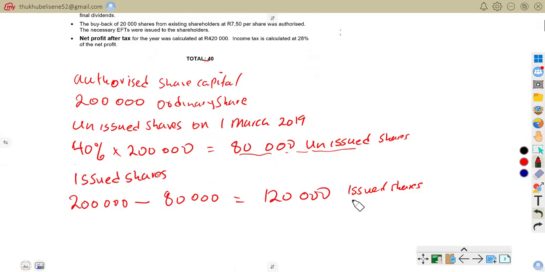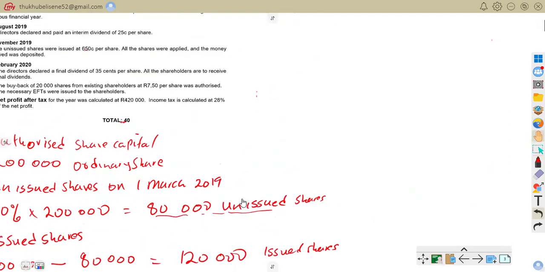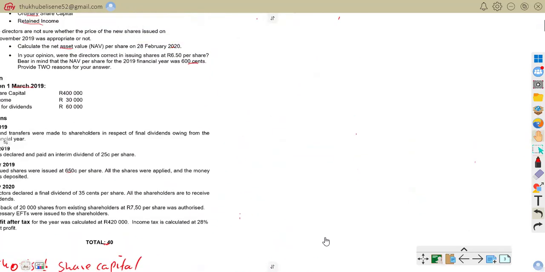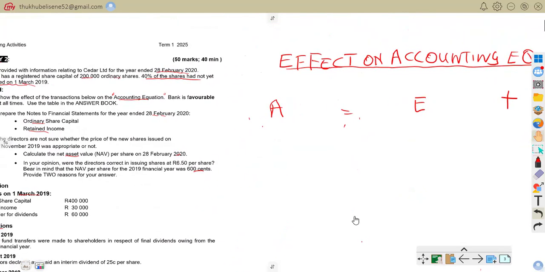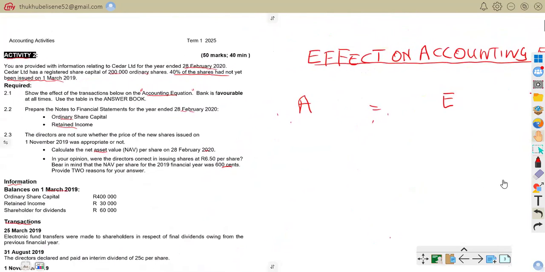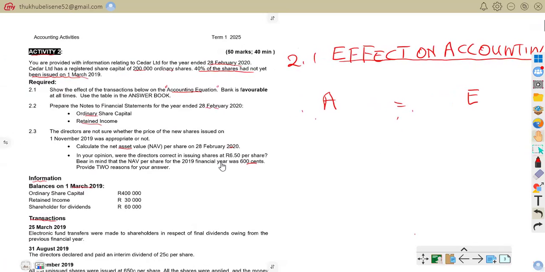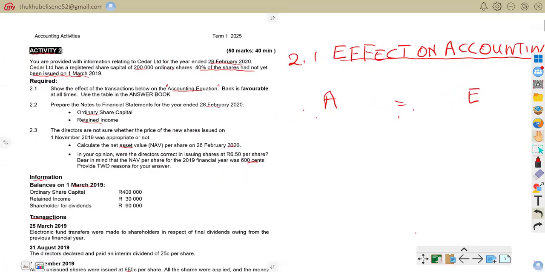So now we are to move on to the effect of accounting equation. Here we are to keep this information as we are going to use it later on. It will help us when we move on. So the 2.1, like it was saying, we are to do what? The effect of a transaction on accounting equation.